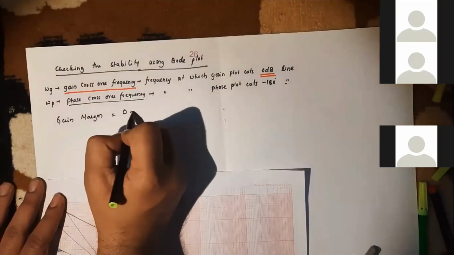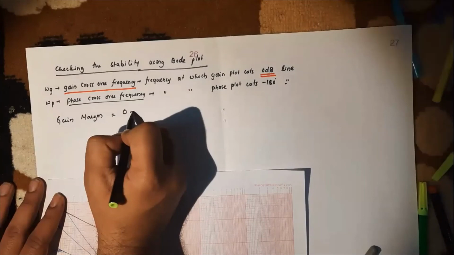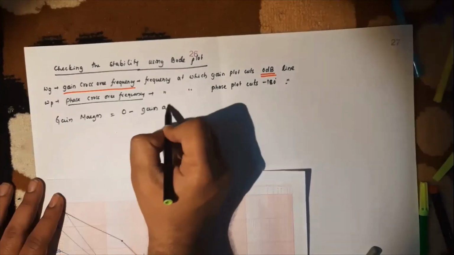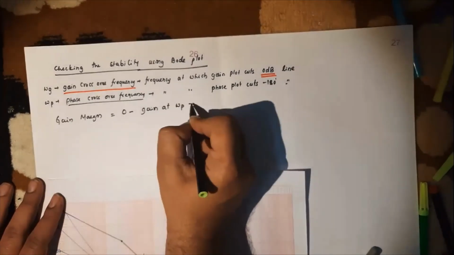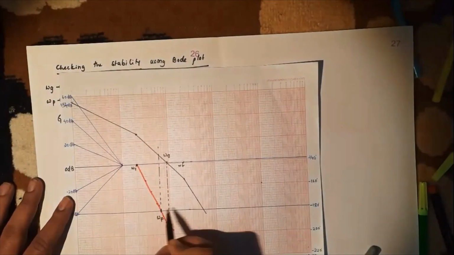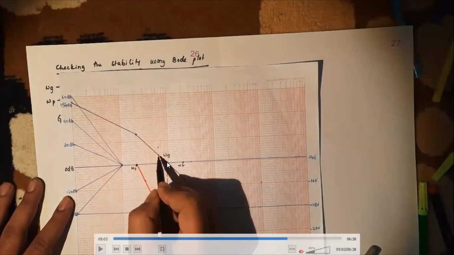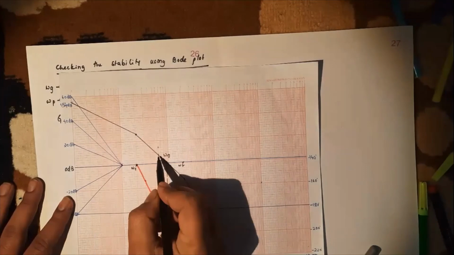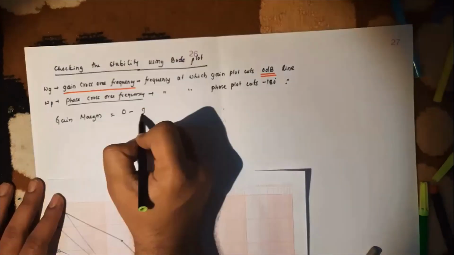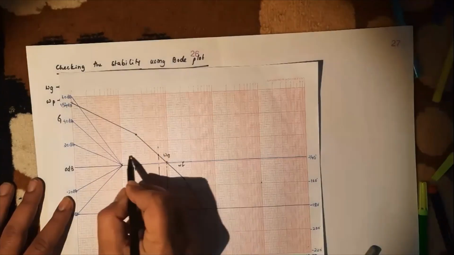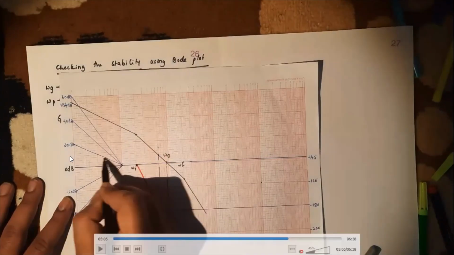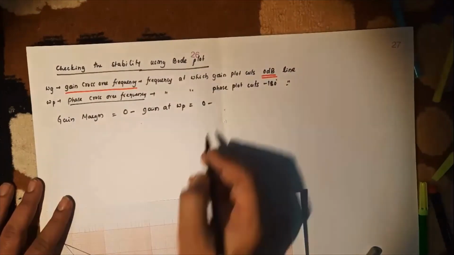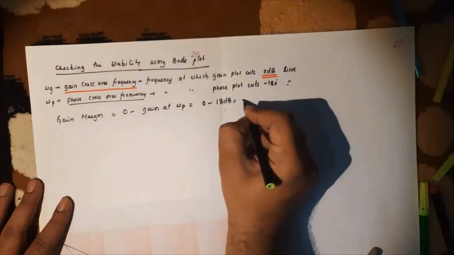What is gain margin? There is a definition for it. Gain margin is equal to 0 minus gain at omega p. See here, gain at omega p in the sense you need to draw a line from omega p and check the corresponding gain. So it is around 18 dB.